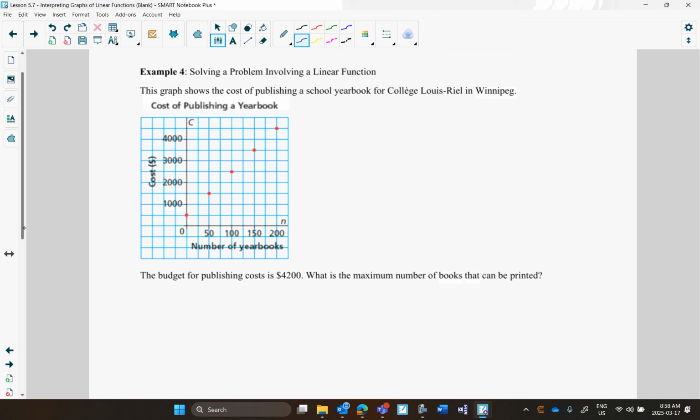So obviously, you got to be able to read this graph. How much does it cost to publish 50 yearbooks? $1,500, because that's this one. Okay. How much does it cost to publish no yearbooks? Why do you think that is? Like, why do you still have to pay money and nothing was produced?